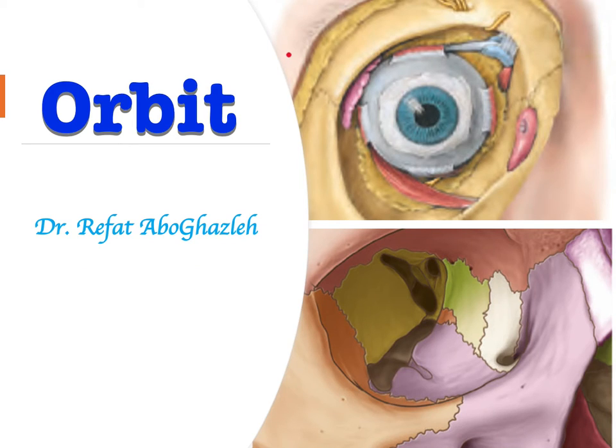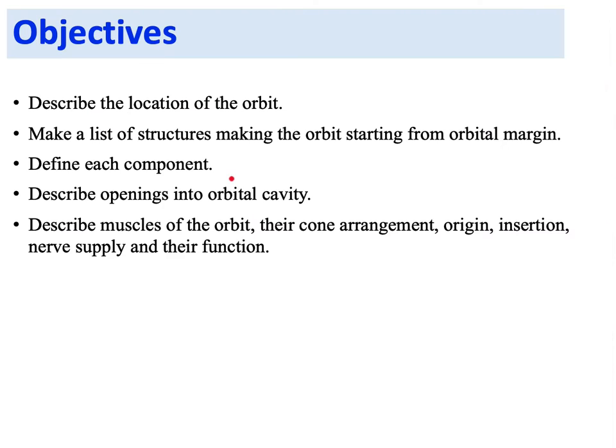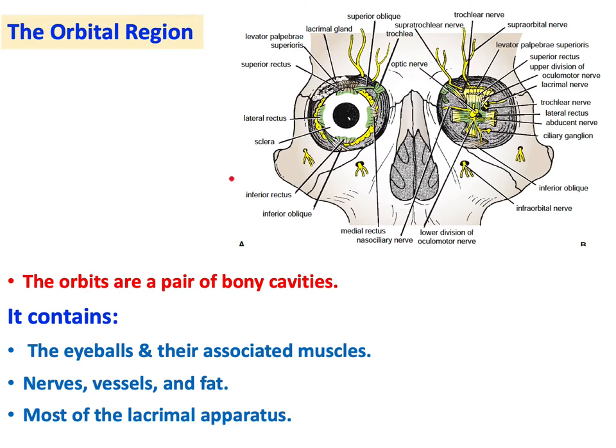Everyone, in this lecture we will talk about the orbit. When you say orbit, we are indicating the orbital region. We are indicating a pair of bony cavities you see here in this figure. So this is the right and this is the left orbit, and already you have a background about some of the contents there.